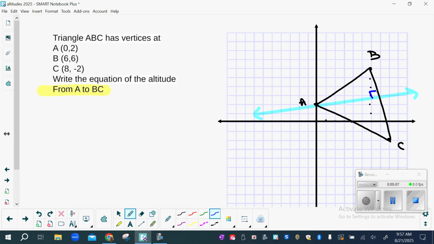Okay, so we need to write the equation of that pretty light blue line. To do that, we need two things. We need a point. We got that. It's point A, so we're going to use 0, 2. How do I know that? Because it says from point A. It tells me that. And we need a slope. But that's a little tricky. I don't know the slope of that line. I can eyeball it, but I don't know it for exact.